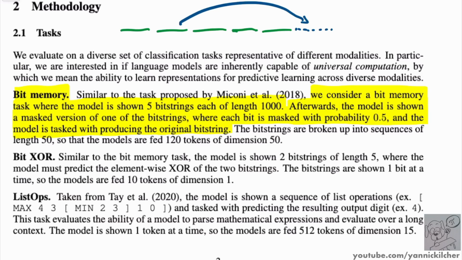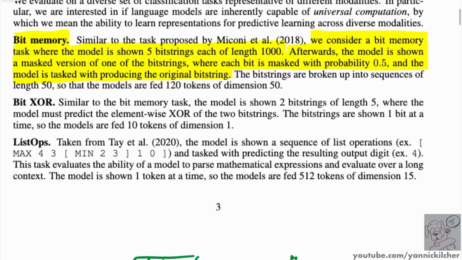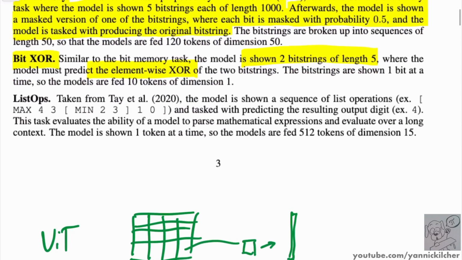So this is a fairly complicated task for a model like this that is just trained with backprop, right? There is bit XOR, where you have 2 bit strings of length 5, and you need to compute the element-wise XOR. This is a long-standing difficult task for neural networks. We know that. There is list ops, where you get a sequence like this, and you must compute the result. So it's acting a little bit like a calculator.